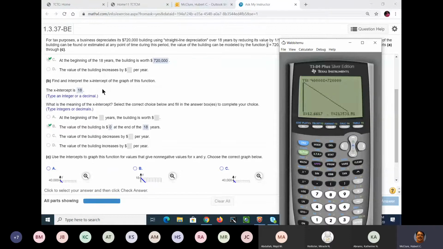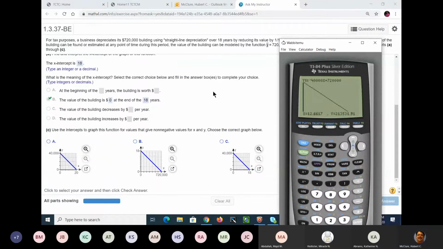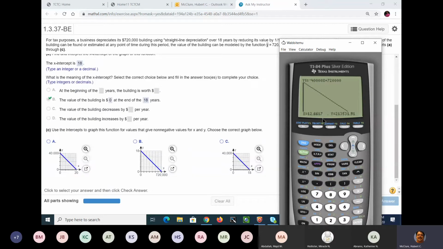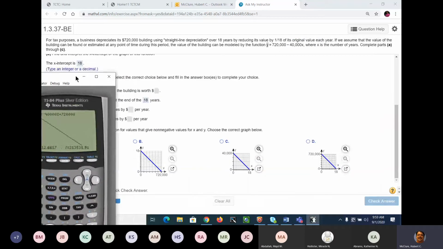At 18 years, from wherever they're measuring, it's not going to be worth very much. And that's what it's asking right there. Use the intercepts to graph this function. Well, we just did right there. So it should look like, if I plug in 0 now, they're asking you to do it by hand. Okay, so we're going to do it by hand.